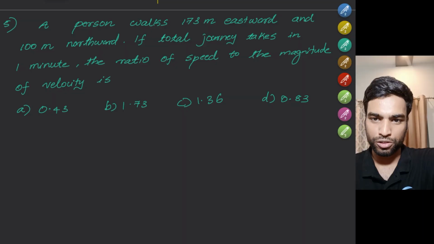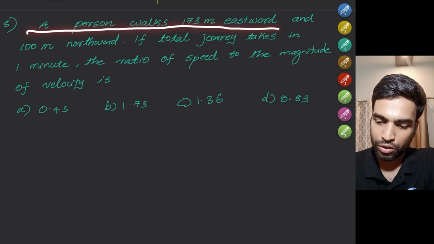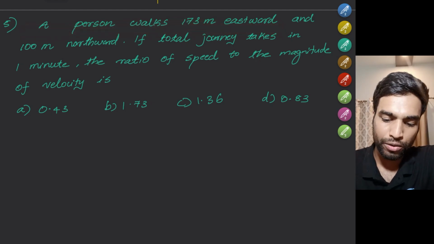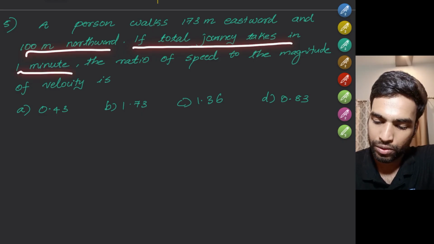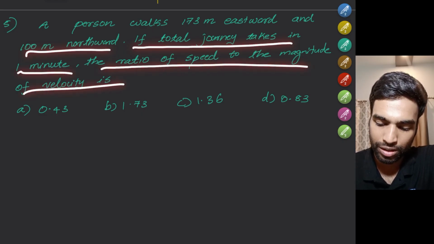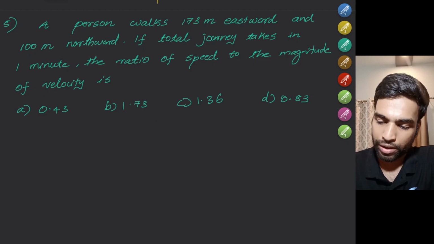Now let's focus on question number 5. A person walks 173 meters eastward and 100 meters northward. If the total journey takes 1 minute, the ratio of the speed to the magnitude of velocity is what? Okay, so let's draw a small diagram to understand it.